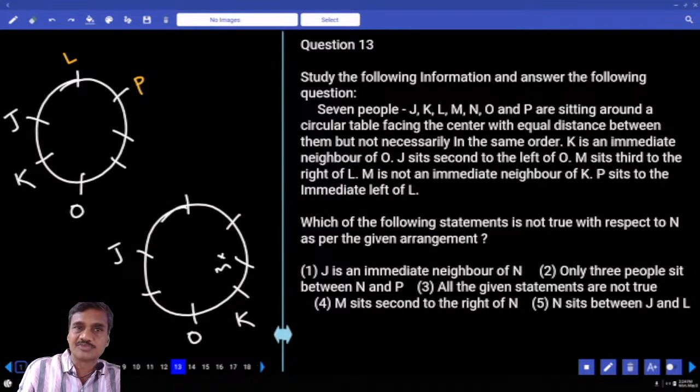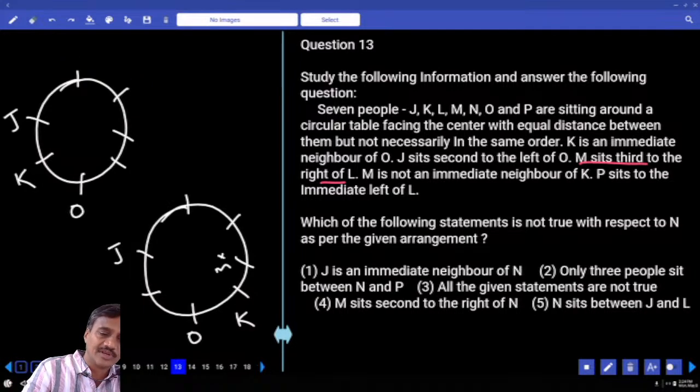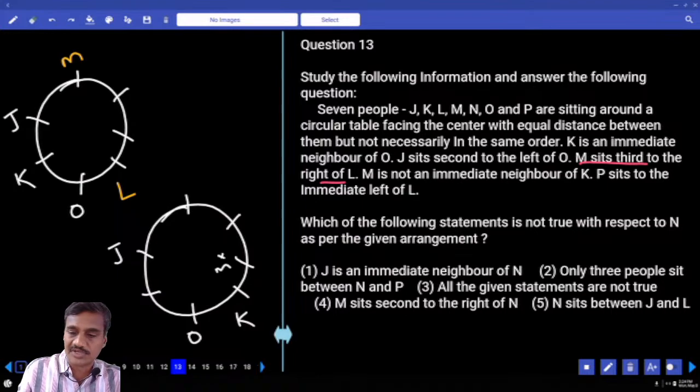Now if you take it like this, P is to the immediate left of L, then this information, M sits third to the right of L, is not possible, isn't it? Hence L cannot be this. M sits third to the right of L. L is here, 1, 2, 3, M is here. M is not an immediate neighbor of K. P sits to the immediate left of L. Here this is not possible.